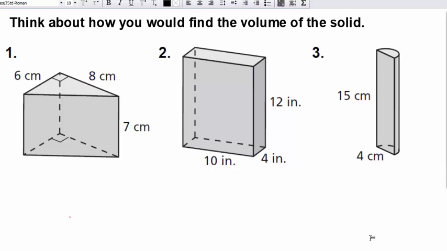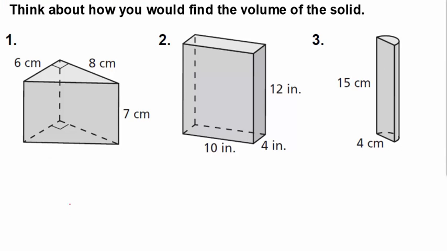Okay, what I notice about each of these is that I have parallel sides, and those parallel sides are going to be a really nice clue for me. So because I have these triangles here, that's parallel to this side, that is considered the base of this shape, and so what I want to do is find the area of that base, which happens to be a triangle, and I'm going to multiply that by the height.